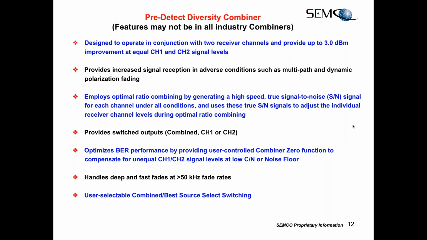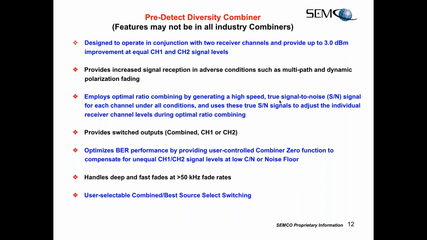For example, multi-path dynamic polarization fading. It's a very significant improvement to a receiver's operation, particularly if you're talking about a dual tracking antenna feed, and you want to try and get improvement in your signal to noise ratio. Combiners also will typically provide you switched outputs where you either have a combined output or you can route your channel 1 demodulated output through the combiner or your channel 2 demodulated output through the combiner.